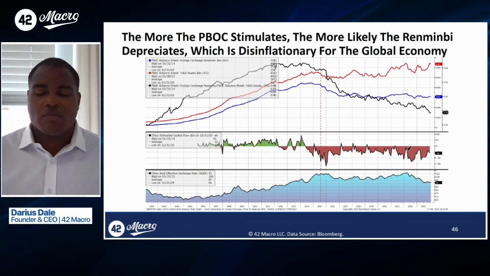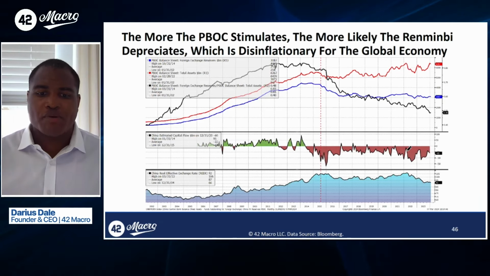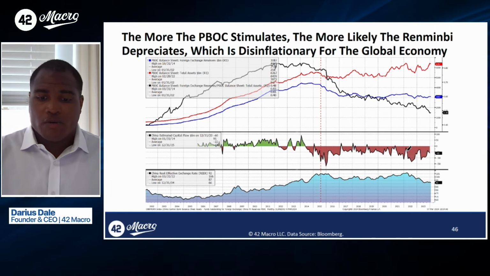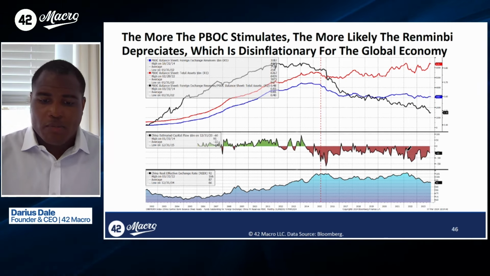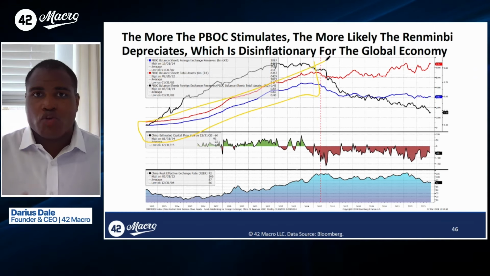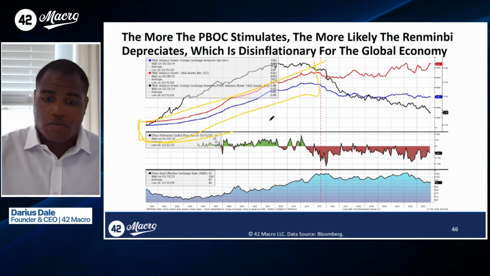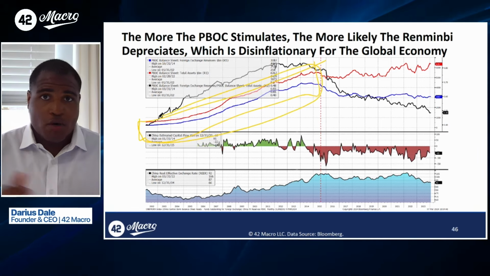So the more the PBOC stimulates, the more the renminbi depreciates, which is deflationary or disinflationary for the global economy. So when you look at the PBOC's balance sheet, it used to be primarily driven by foreign exchange reserves. China has a mostly closed capital account, and for most of this, that yellow line I just drew, it was pretty much all closed.